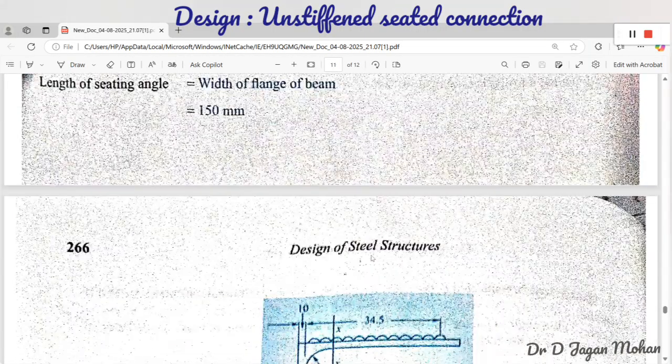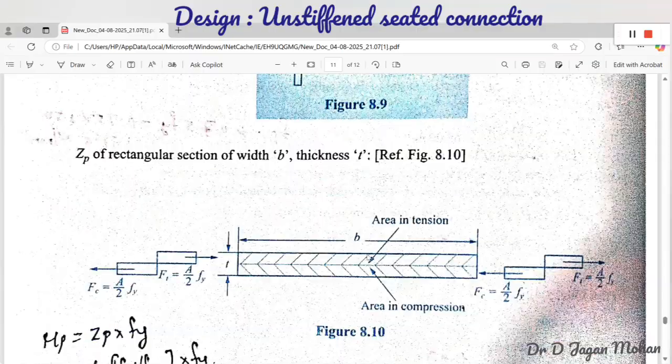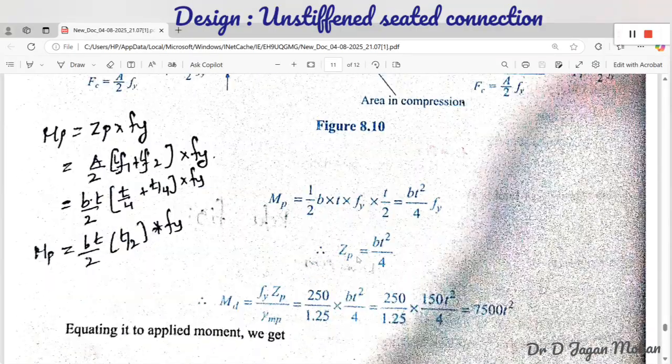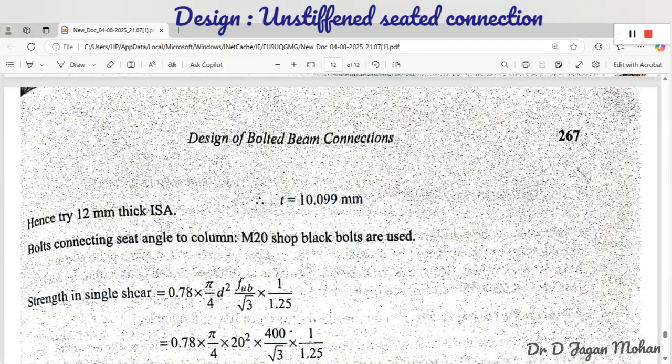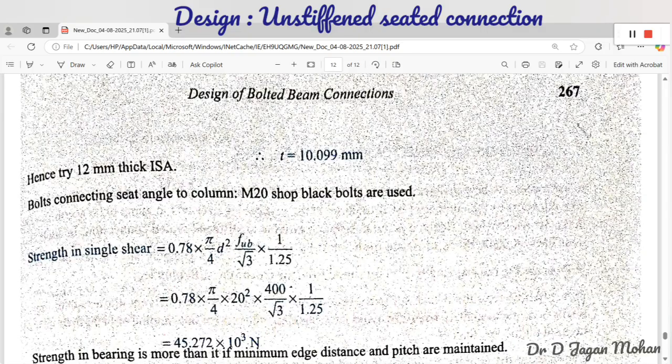Now the factored moment is equated to the plastic moment, the design moment capacity of the seat angle. So equating that, you will get the required thickness. The required thickness should be less than the assumed one. You have assumed 12. The required thickness is only around 10.099 mm, so 12 mm will be sufficient.